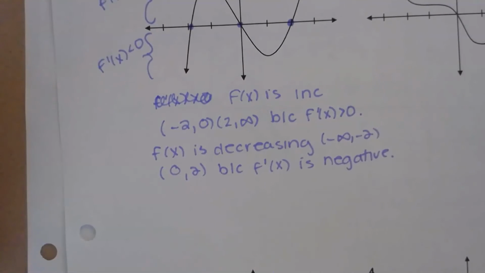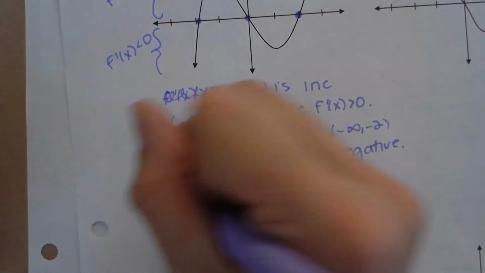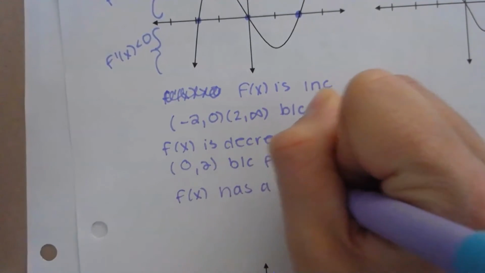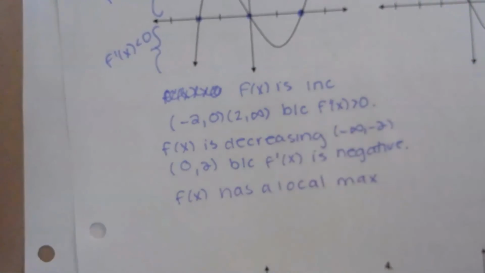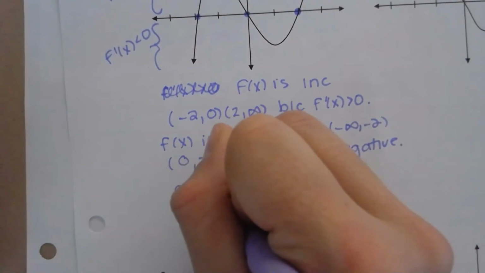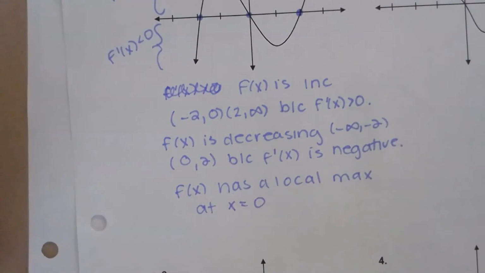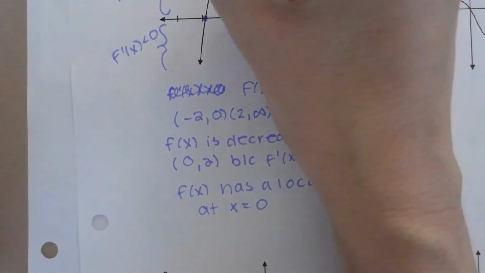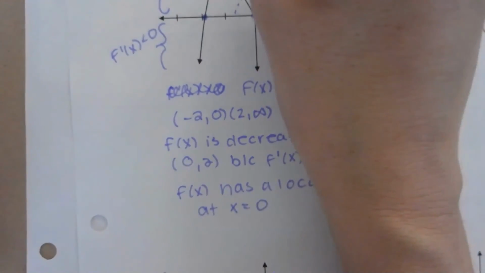If I extended that and asked you where does f have a local max and where does f have a local min? So that's a max when it goes from positive to negative. So that would be at 0. Negative 2, no, because it only goes from positive to negative once. So it has to go from increasing to decreasing, which is positive to negative. So that's at 0.